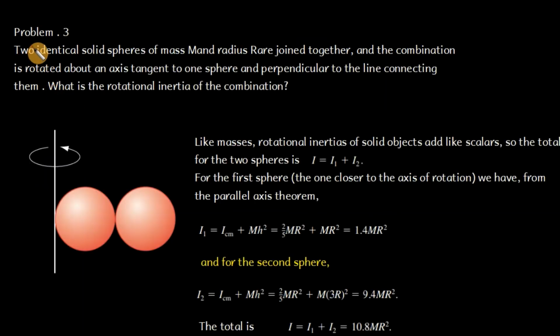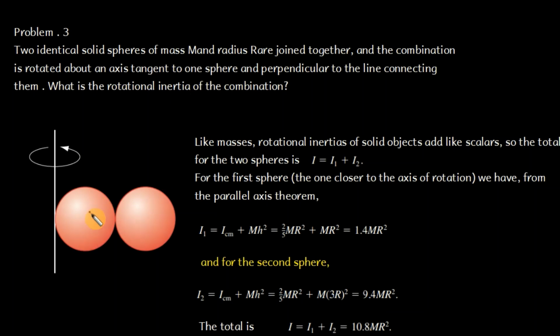Now look at this problem, problem 3. Two identical solid spheres of mass m and radius r are joined together, and the combination is rotated about an axis tangent to one sphere and perpendicular to the line connecting them. What is the rotational inertia of the combination?